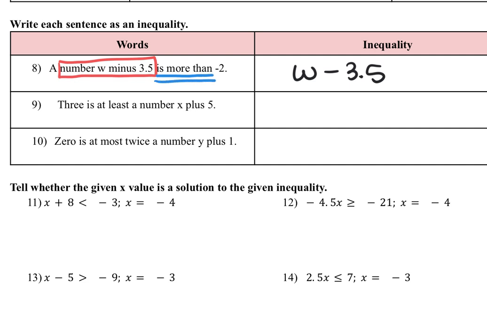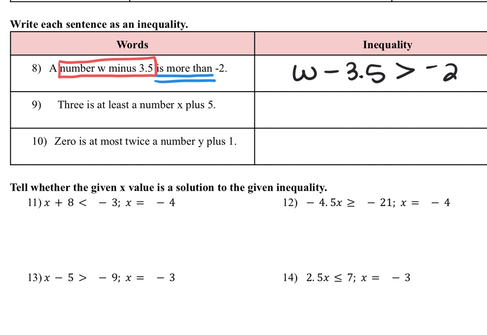If you need to reference the chart above, then reference it. But which way is my inequality facing? Okay, perfect. Is there a line underneath it or no? No, so it's just the greater than symbol. And then negative 2. There's my inequality. W minus 3.5 is greater than negative 2.